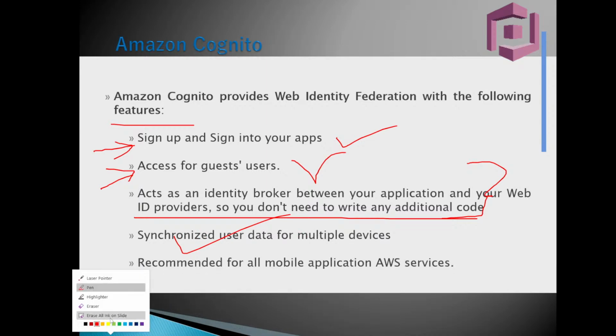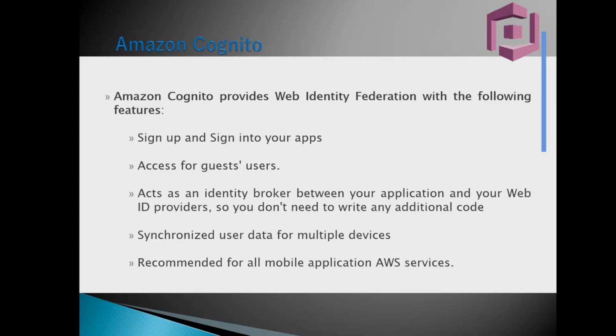Synchronize your data to multiple devices. You have seen on Netflix or Amazon or Hotstar, whatever you are watching is synced to your different devices. Whatever you are watching, if you are watching through a browser and you check on your mobile, the episode you have seen will be synced to that particular point. This is the syncing of the user across multiple devices. Recommended for mobile applications in AWS.